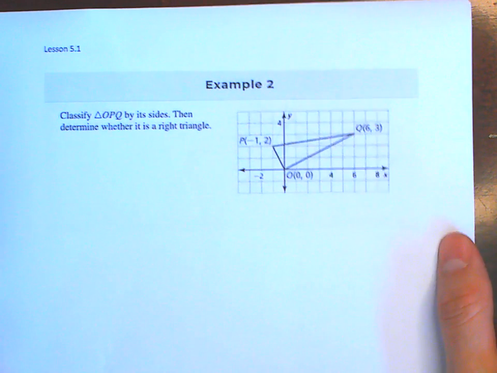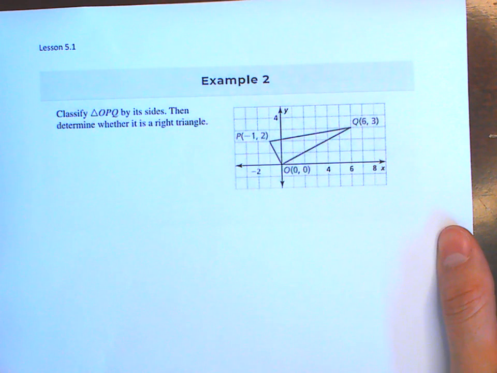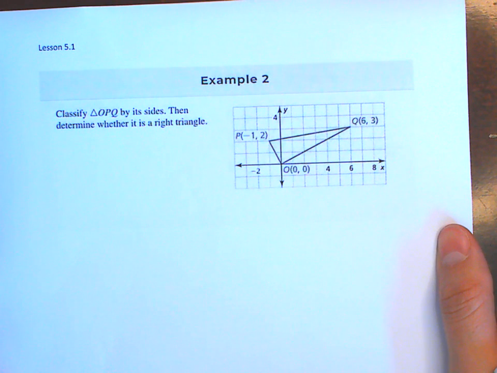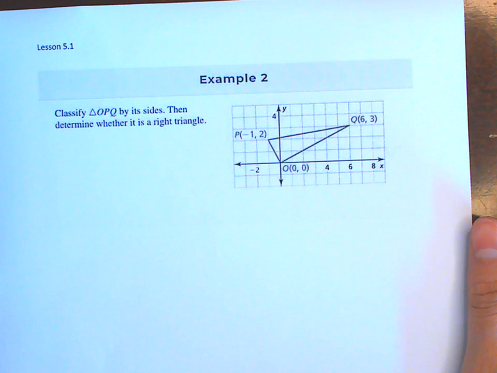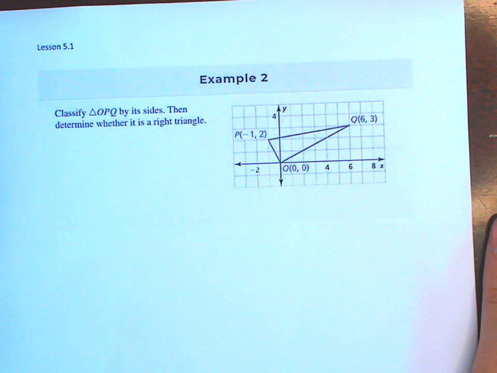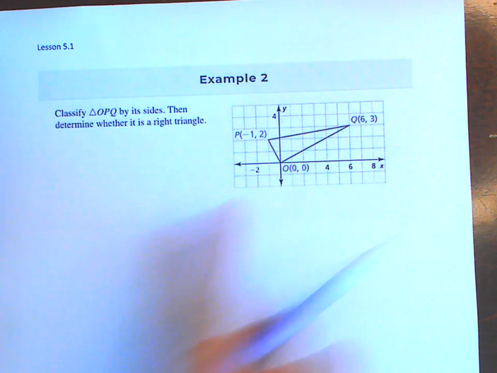Now, this example is a little bit more involved because what they want us to do is classify the triangle by its sides and then determine whether it's a right triangle or not. So what we need to do is use the distance formula for every one of those sides. And with that, we're going to be able to figure out if this is a scalene, isosceles, or an equilateral. Obviously, it's not going to be an equilateral. You can see that, but we have to justify the reason why. So here's the thing. We need to figure out the distance for all three of the sides.